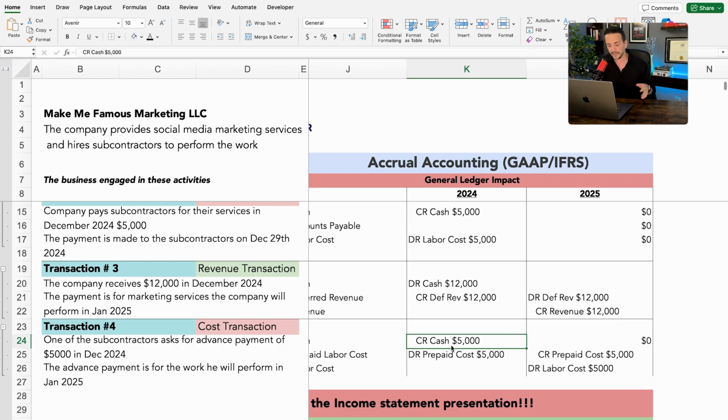All right, so now that we discussed how to record the various transactions under cash and accrual accounting, I want to move along and prepare the income statement under both methods of accounting.